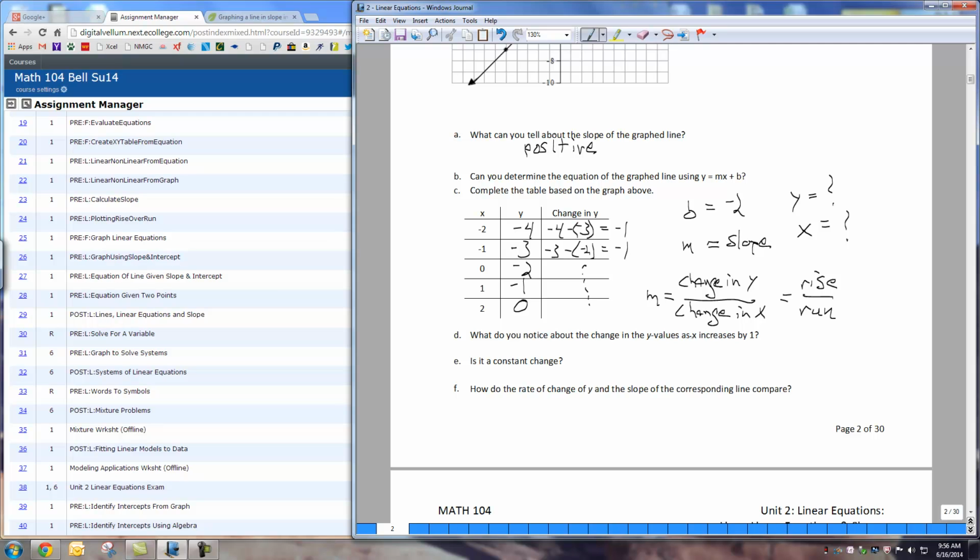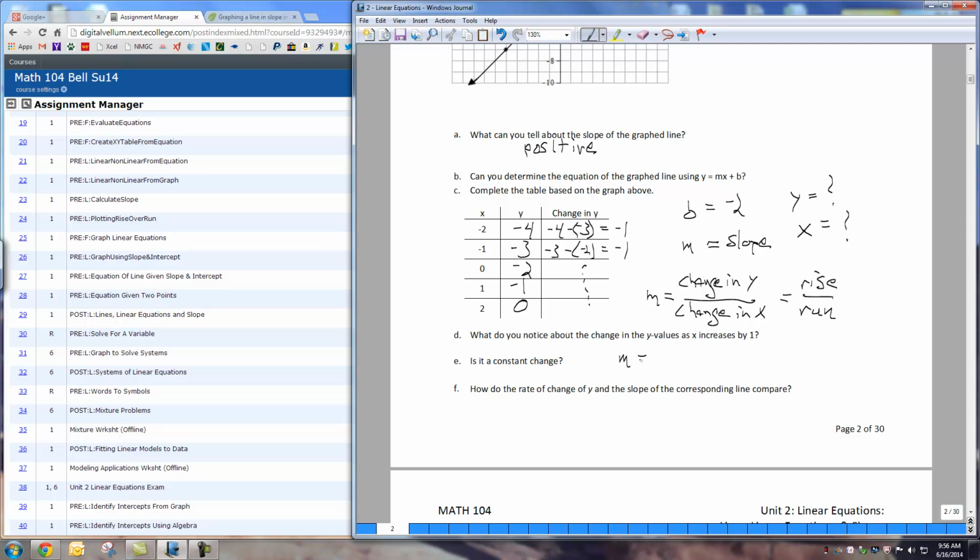What do you notice about the change in Y values as X increases by 1? So as X gets bigger and bigger, the Y values get bigger and bigger, right? Because it goes from -4 to -3 to -2 to -1, and so on. You know, but you might ask, well, if this is negative, that says a negative slope. But up here you told me the slope was positive, so how can that be? Well, that's because, remember, our slope is the form of change in Y over change in X.